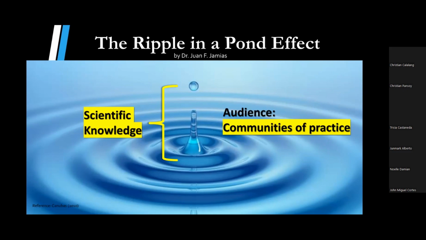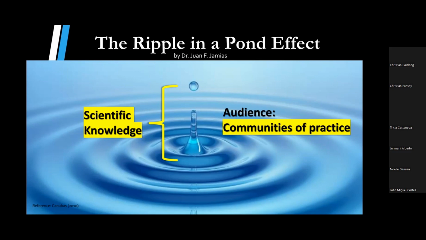And we can assume that when you share scientific knowledge to your communities of practice, they will easily understand it. Well, not totally, not really 100%, but they can understand the technical terms, they can understand your jargon, kasi they are also studying yung same topic na iyong pinag-aralan.